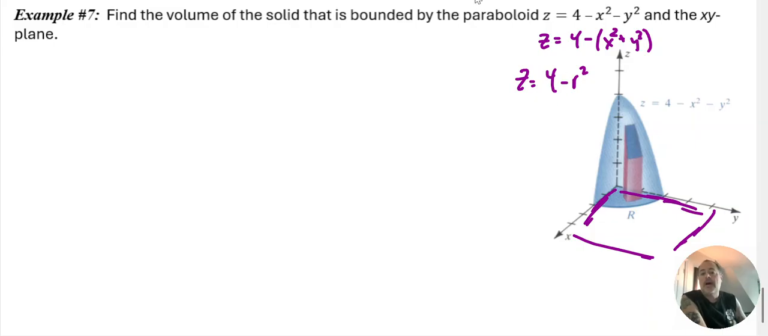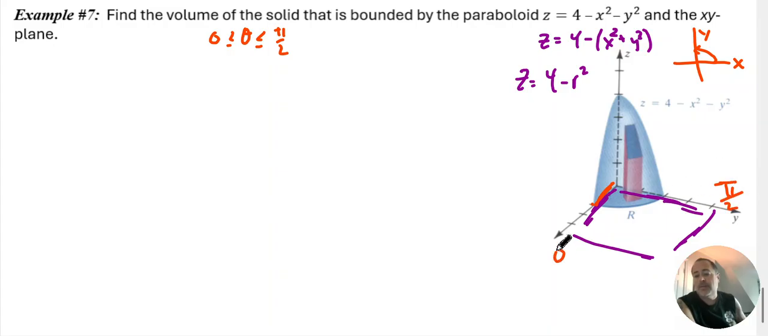So now we want to talk about the bounds. So what our bounds are going to be. The first thing is we're going to look at what theta is. So theta is going to be starting at the x-axis, right? And again, if you guys want to think about it visually right here, where this is the x and y, we're looking down on it. So we're starting here at 0, and then we're just going to the y-axis, which is going to end up being pi over 2. So this is the pi over 2 part of our graph, and this is 0.